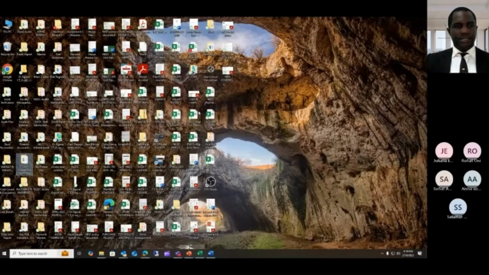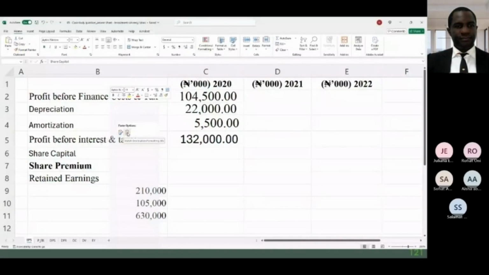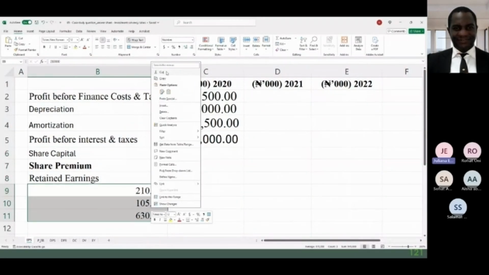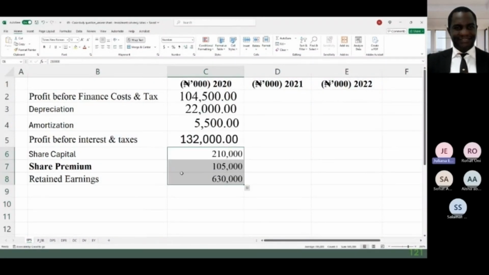I can see Julie's hand up. Julie, please go ahead. Yeah, I noticed that you didn't include preference shares. It's not part of the share capital. Yes, thank you. I knew somebody would ask that question. Thanks for asking that. Preference share capital is a special debt. It doesn't belong to the ordinary shareholders of the company.